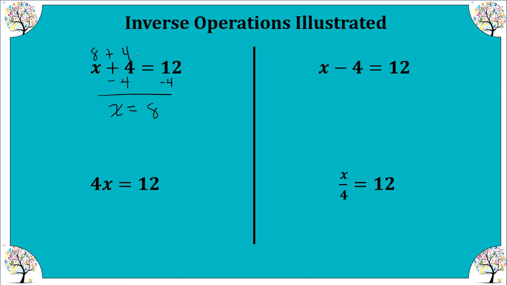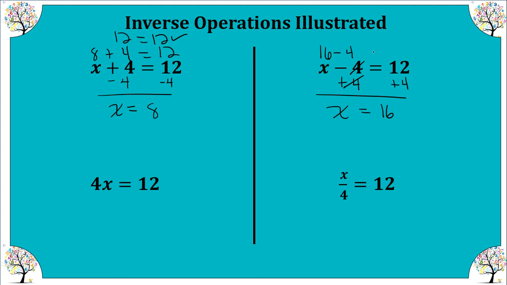8 plus 4 equals 12. 8 plus 4 is 12, and so I checked my work. So subtraction undoes addition. Here we have some value. We're going to subtract 4 from it to get 12. To solve this, we do the inverse operation of subtraction, and to keep the equation balanced, we add 4 to both sides. We are isolating x, and we get 16.